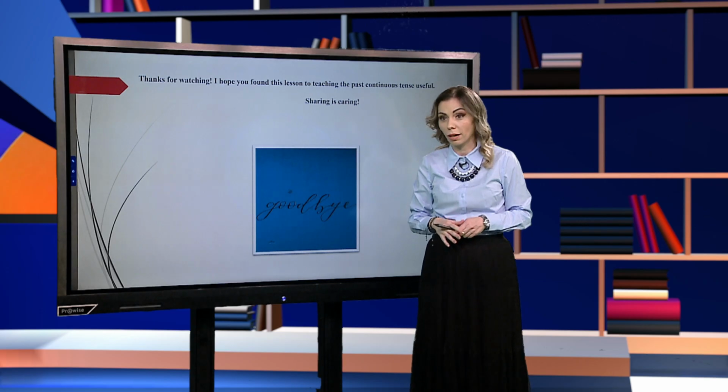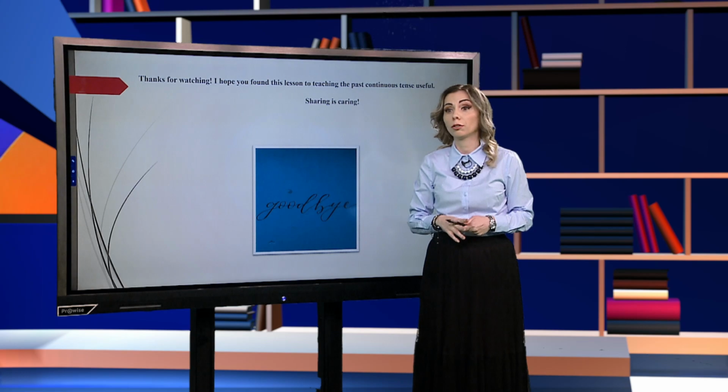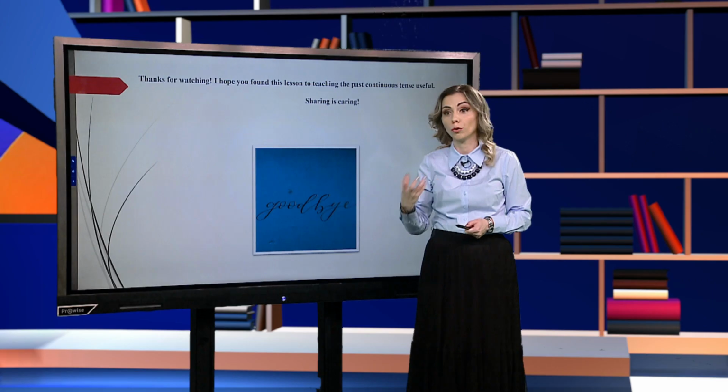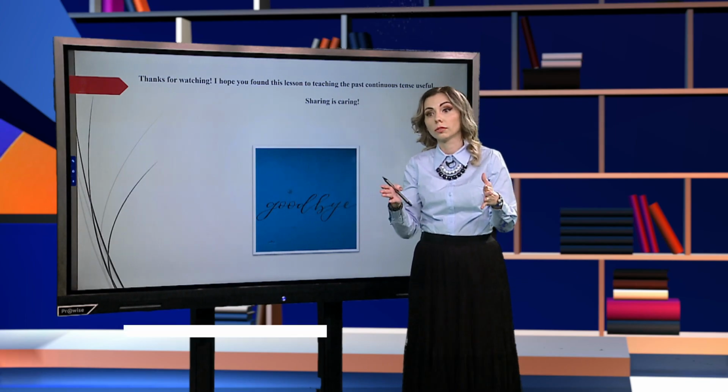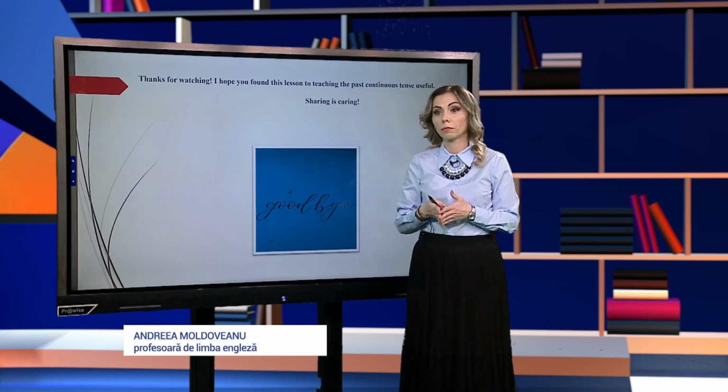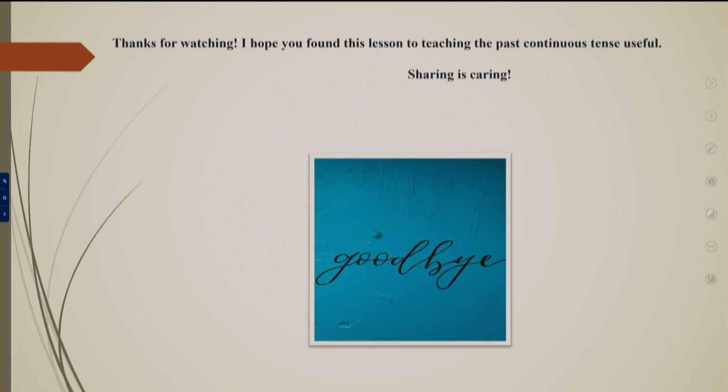Kira, did you understand the past continuous tense? Yes, I did. Can you tell me how do you form the past continuous tense? So let's take the verb to play for the affirmative form. How do you say it? I was playing, you were playing, he was playing, she was playing, they were playing, we were playing. Okay, and the negative form? I wasn't playing, you weren't playing, she wasn't playing, he wasn't playing, we weren't playing, they weren't playing.